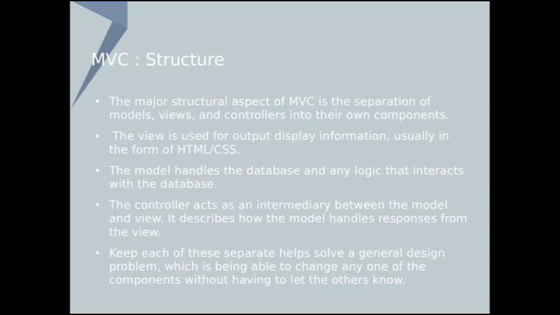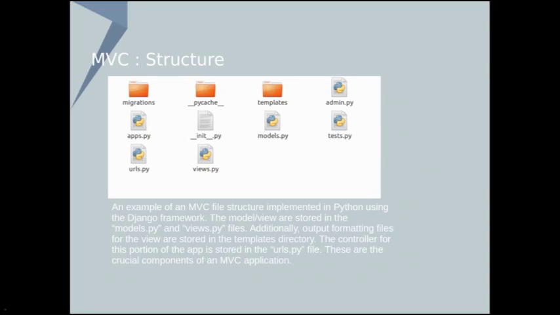And basically, the view is used specifically for output display purposes. In the case of web applications, usually in the form of HTML, CSS, and JavaScript. The model handles the database and any logic that interacts with the database. The controller acts as an intermediary between the model and view, and it describes how the model handles responses from the view. So keeping each of these separate helps to solve a general design problem, which is being able to change any one of the components without having to let the others know.